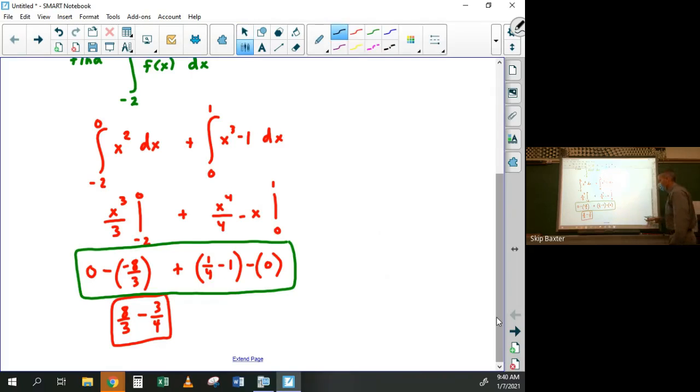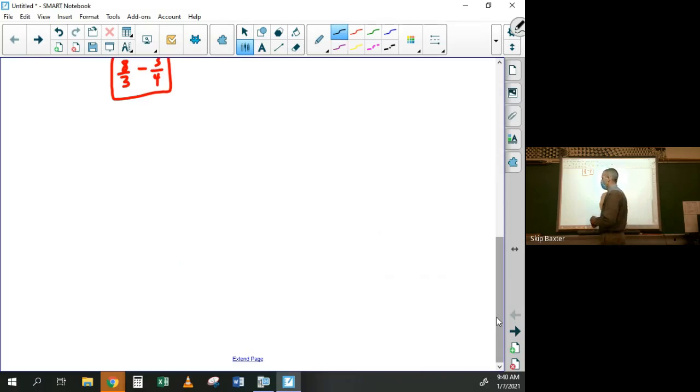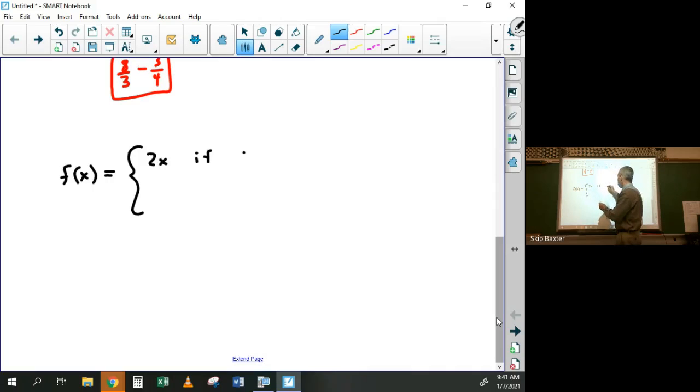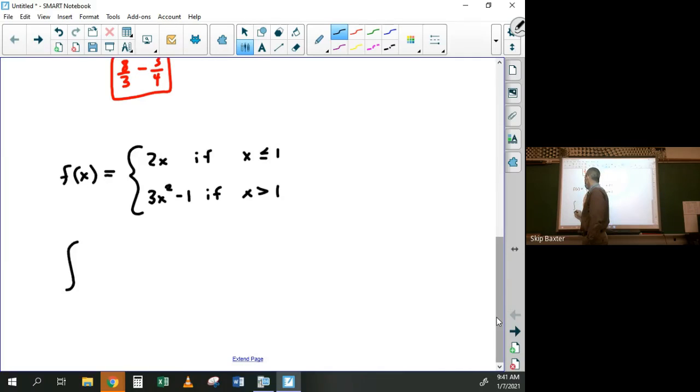Let's do another example. How about something like f of x equals 2x if x is less than or equal to 1, and 3x squared minus 1 if x is greater than 1. Okay, we want to find the integral from 0 to 2 of f of x.